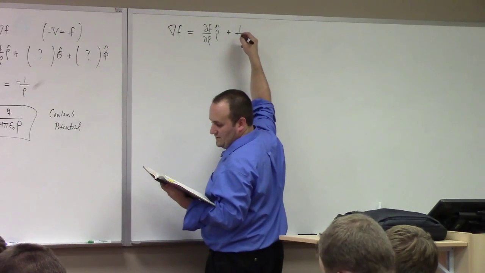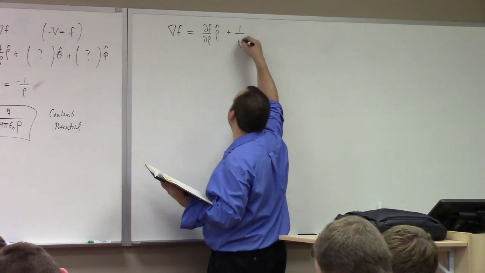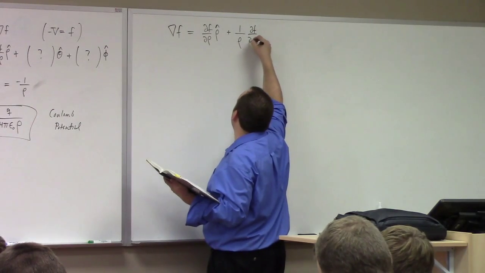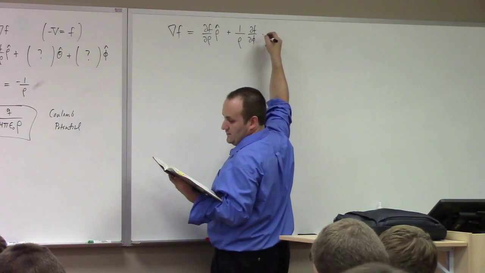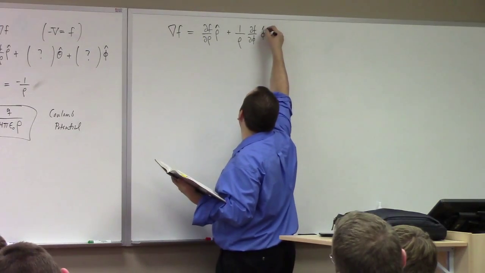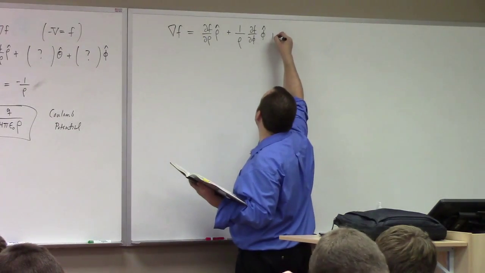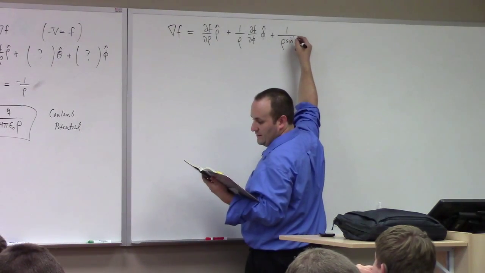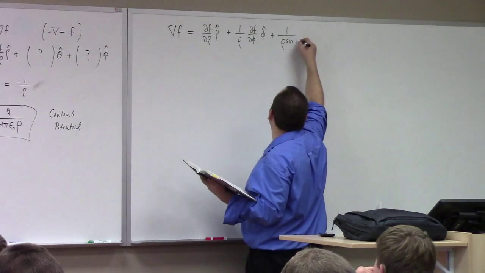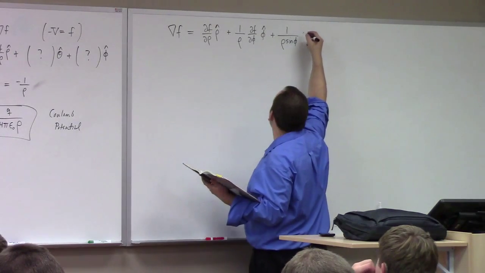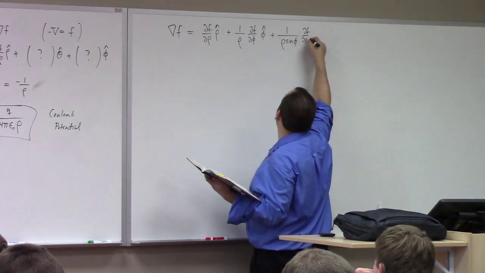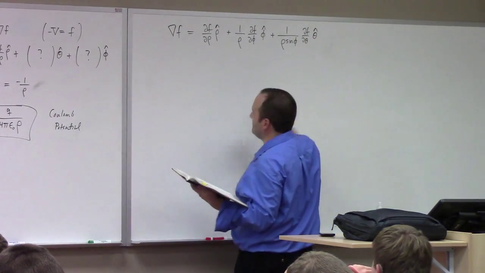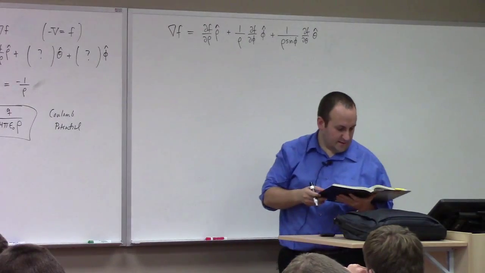Hopefully her spherical coordinates are like ours. Partial f partial rho hat, plus 1 over rho, partial f, partial phi hat, plus, now this makes a lot of sense actually if you think about it, 1 over rho sine phi, partial f, partial theta, theta hat. Can you guys tell me why this last term makes a lot of sense? I think it does.